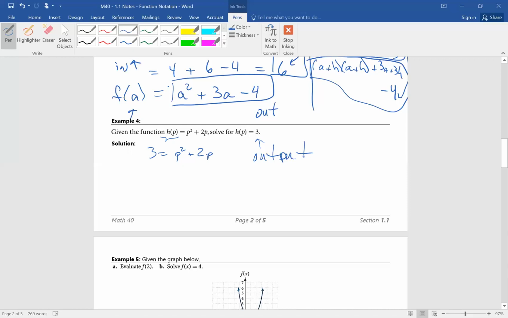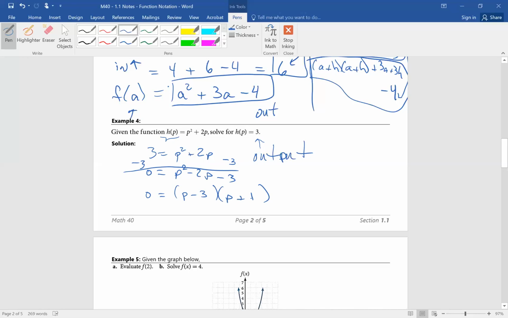and in that case, if I want the input, again, from Algebra 2, I'm relying on some previous knowledge. If I move the 3 over, minus 3 to both sides, some of you guys like to see that, but I end up with p squared minus 2p minus 3. And the only way to solve for that is to factor it. I end up, I think, with p minus 3 and p plus 1.